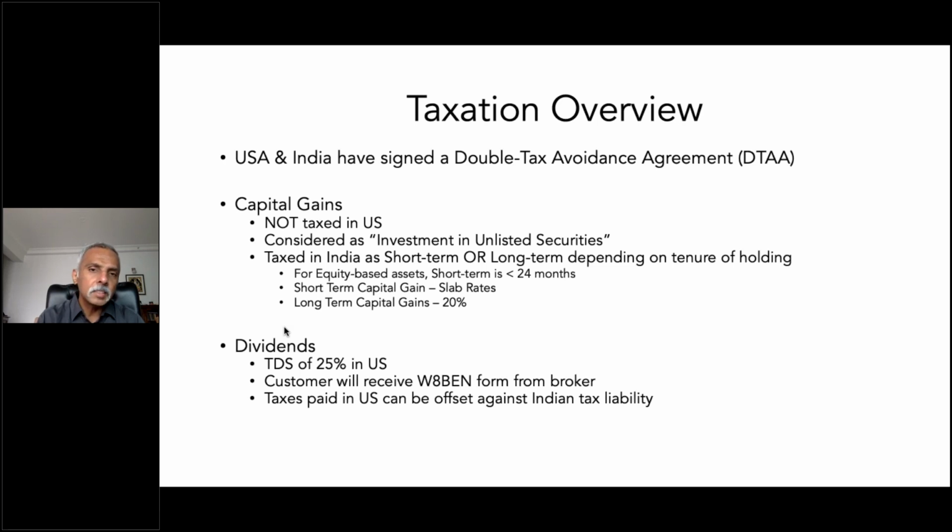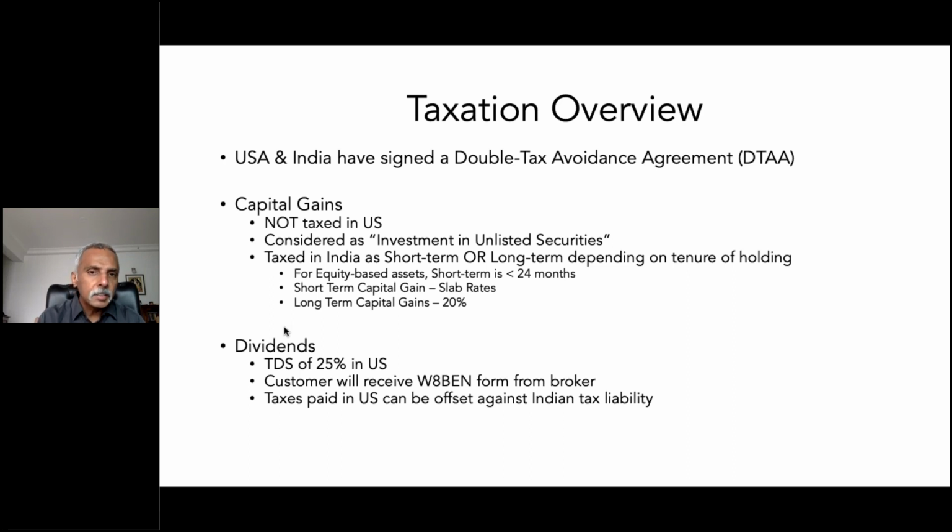In the case of dividend income, there is a tax deduction at source that happens in the US. Let's say you're about to receive a $100 dividend payout from a company. $75 will get remitted to your account. For the remaining $25, you will get an acknowledgement from the income tax department in the US stating that $25 worth of dividend tax has already been deducted, and this comes in the form of a W-8BEN form that you can download from the platform.